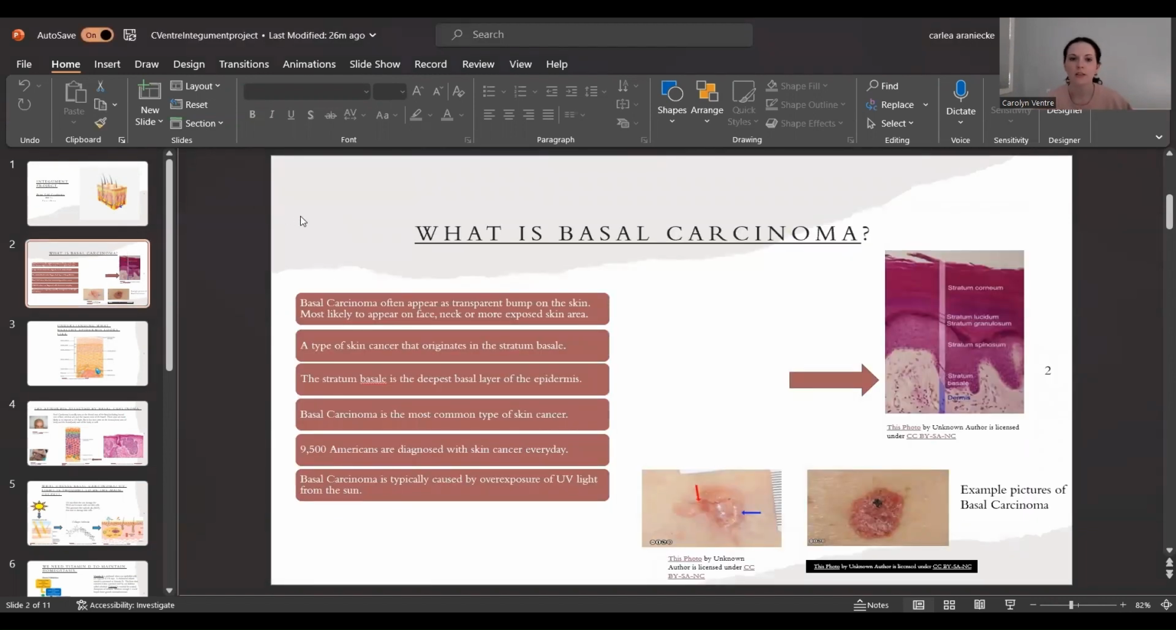So, what is basal cell carcinoma? It's a type of skin cancer that originates in the stratum basale. It is the deepest layer of the epidermis. It's actually the most common type of skin cancer. If you look in the right-hand corner of the slide, you can see what layer of the epidermis it actually starts in. And it's typically caused by UV light overexposure.